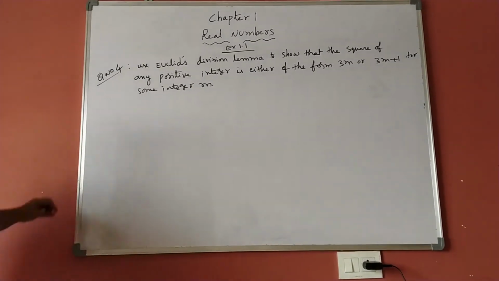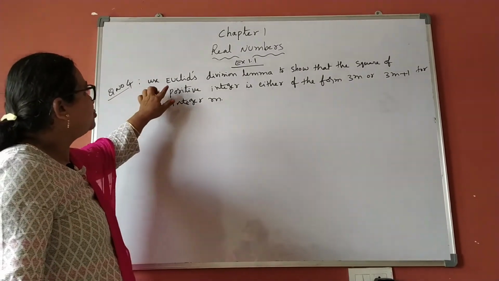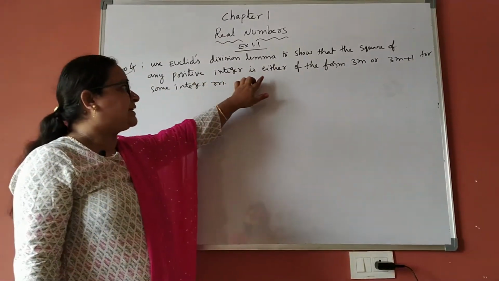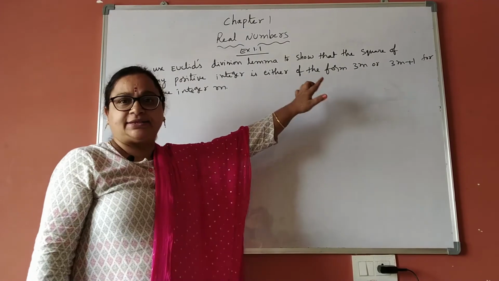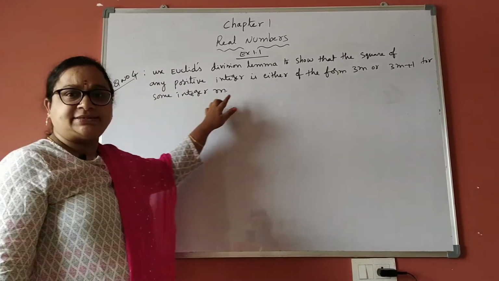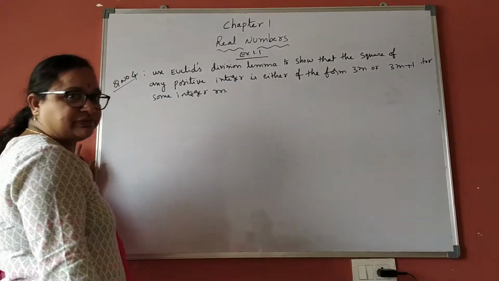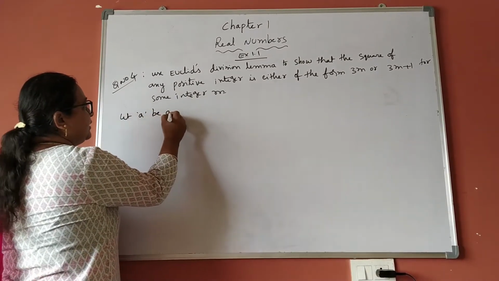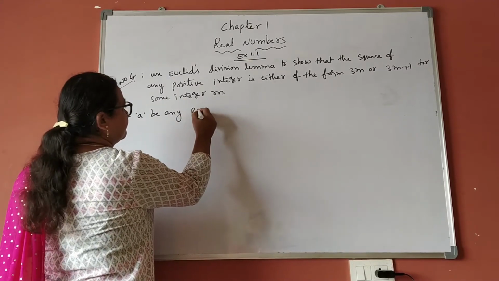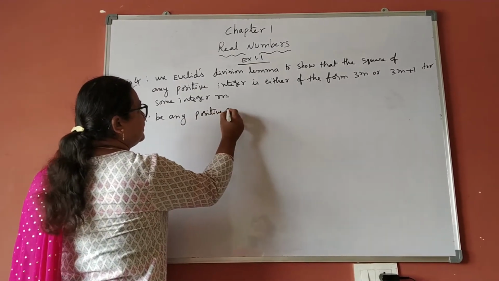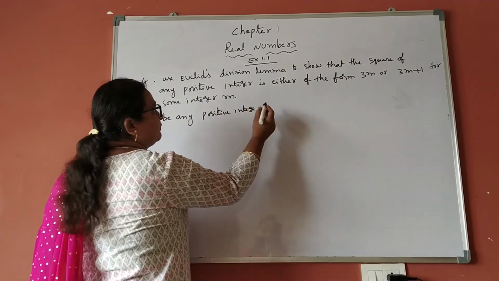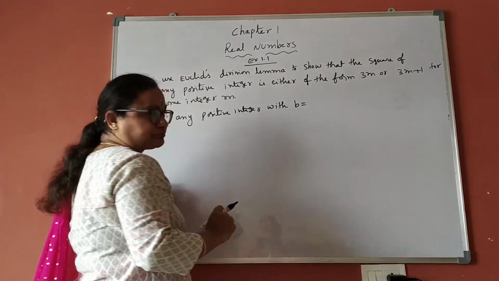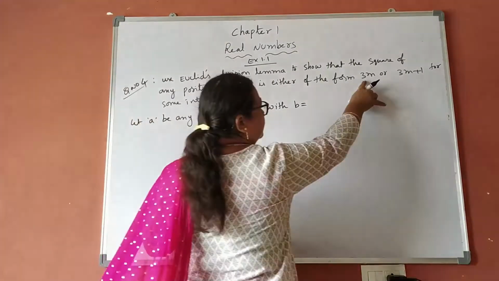Done. Question number 4. Use Euclid's division lemma to show that the square of any positive integer is either of the form 3m or 3m plus 1 for some integer m. So as usual we will start with a. Children, let a be any positive integer with b equal to 3.